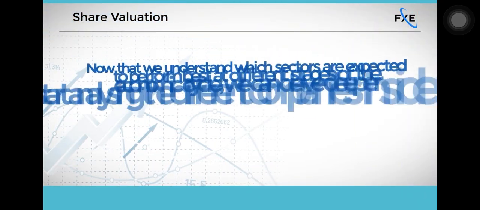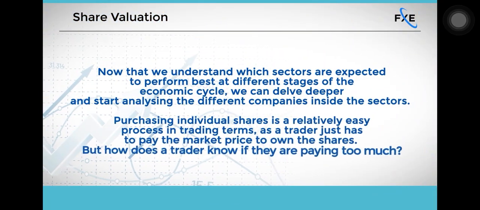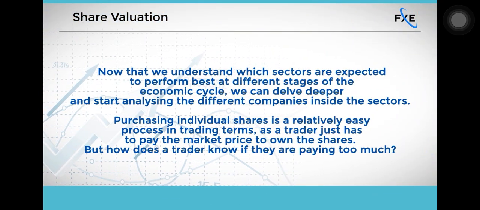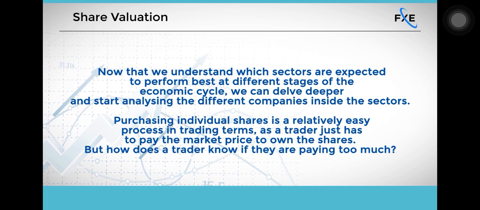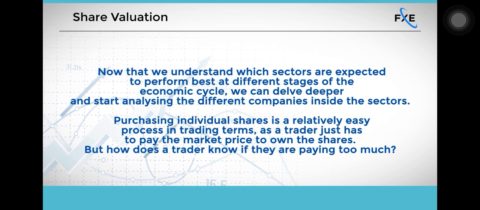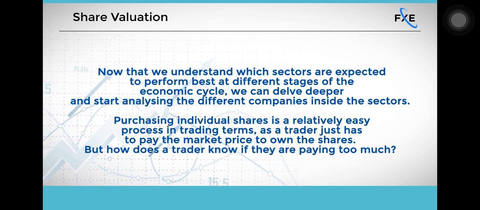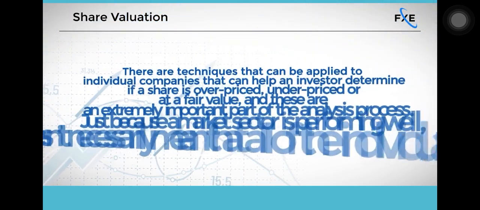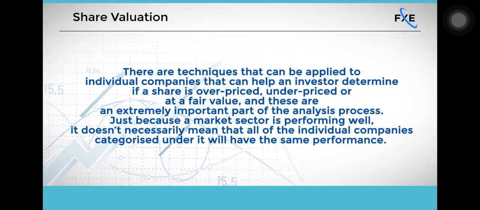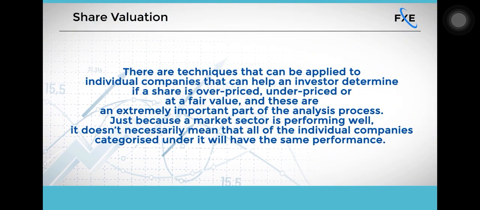Now that we understand which sectors are expected to perform best at different stages of the economic cycle, we can delve deeper and start analysing the different companies inside the sectors. Purchasing individual shares is a relatively easy process in trading terms, as a trader just has to pay the market price to own the shares. But how does the trader know if they are paying too much? There are techniques that can be applied to individual companies that can help an investor determine if the share is overpriced, underpriced, or at fair value, and these are extremely important parts of the analysis process.